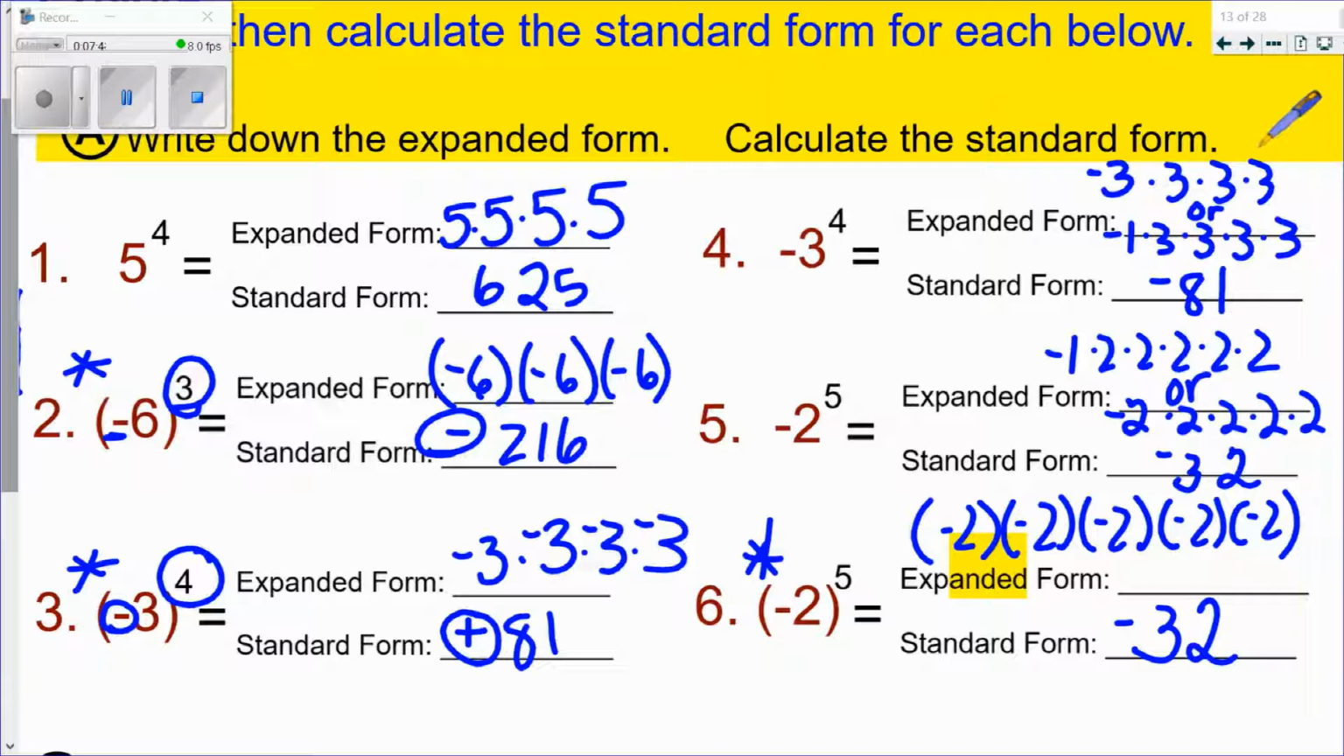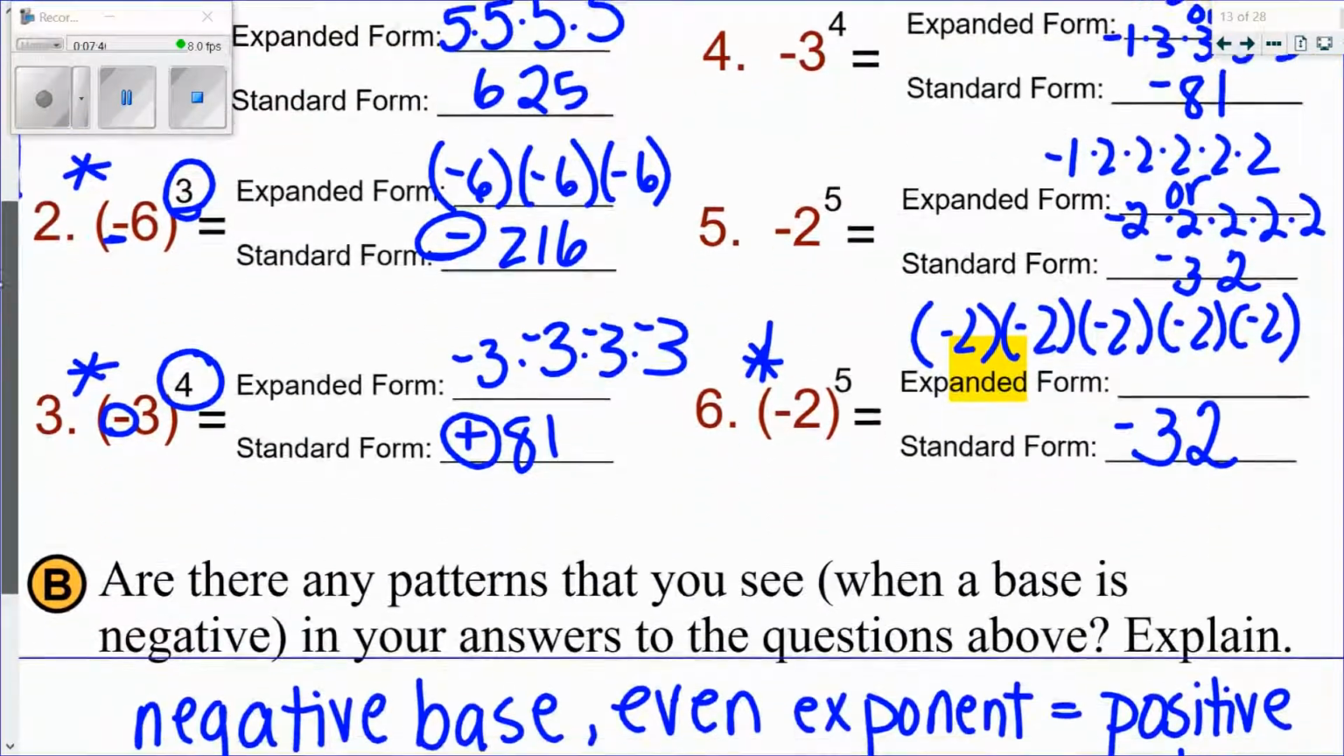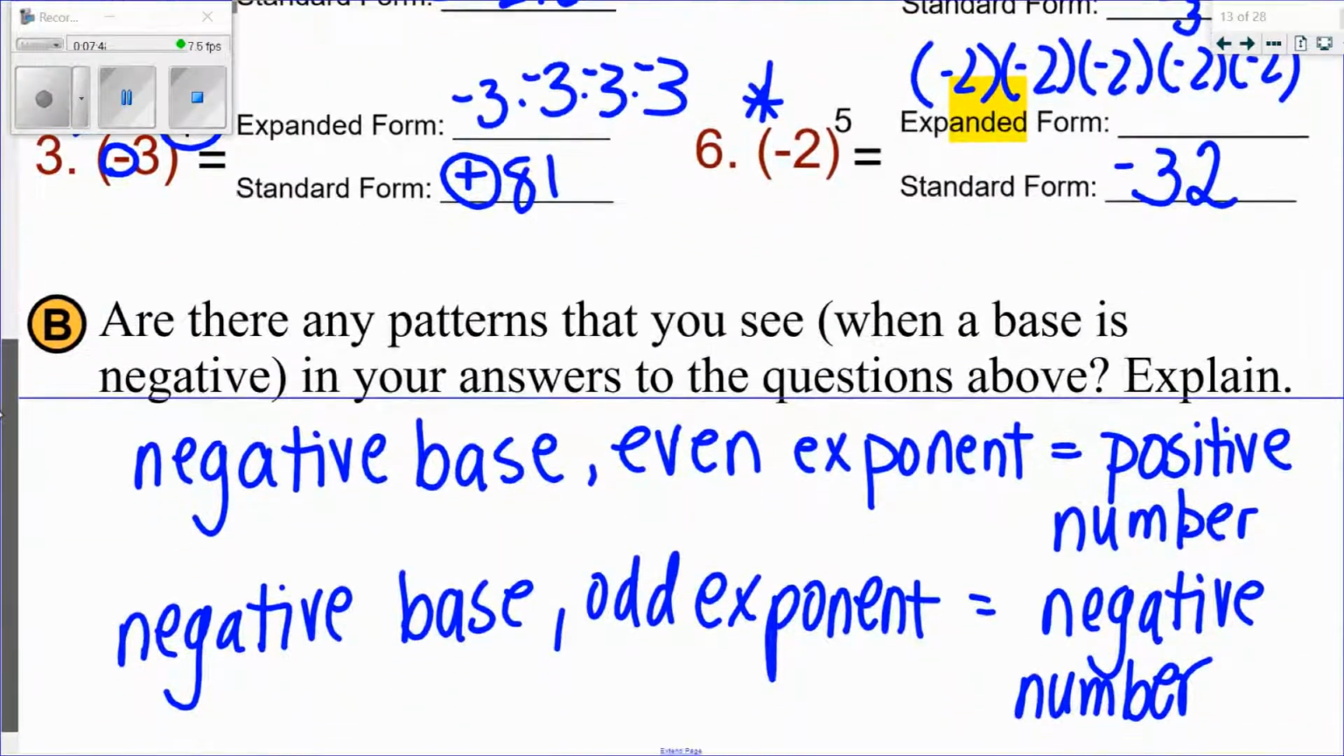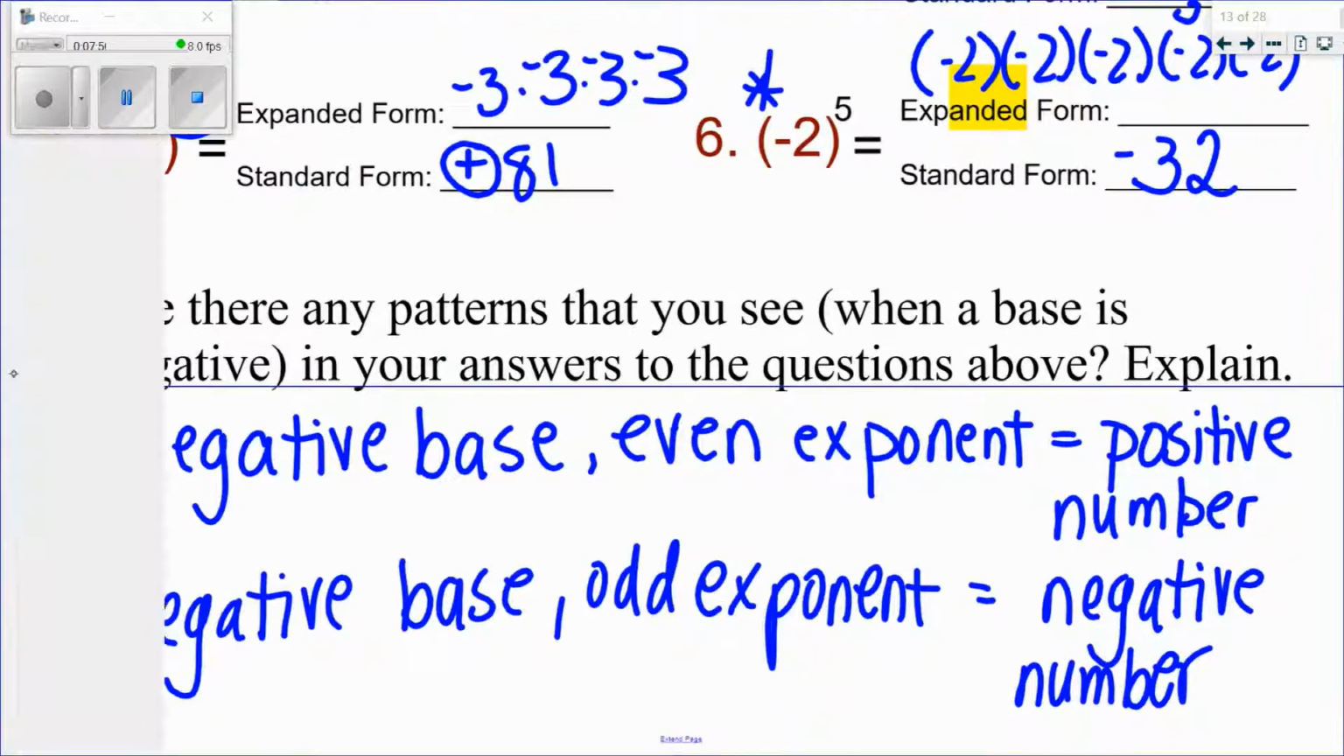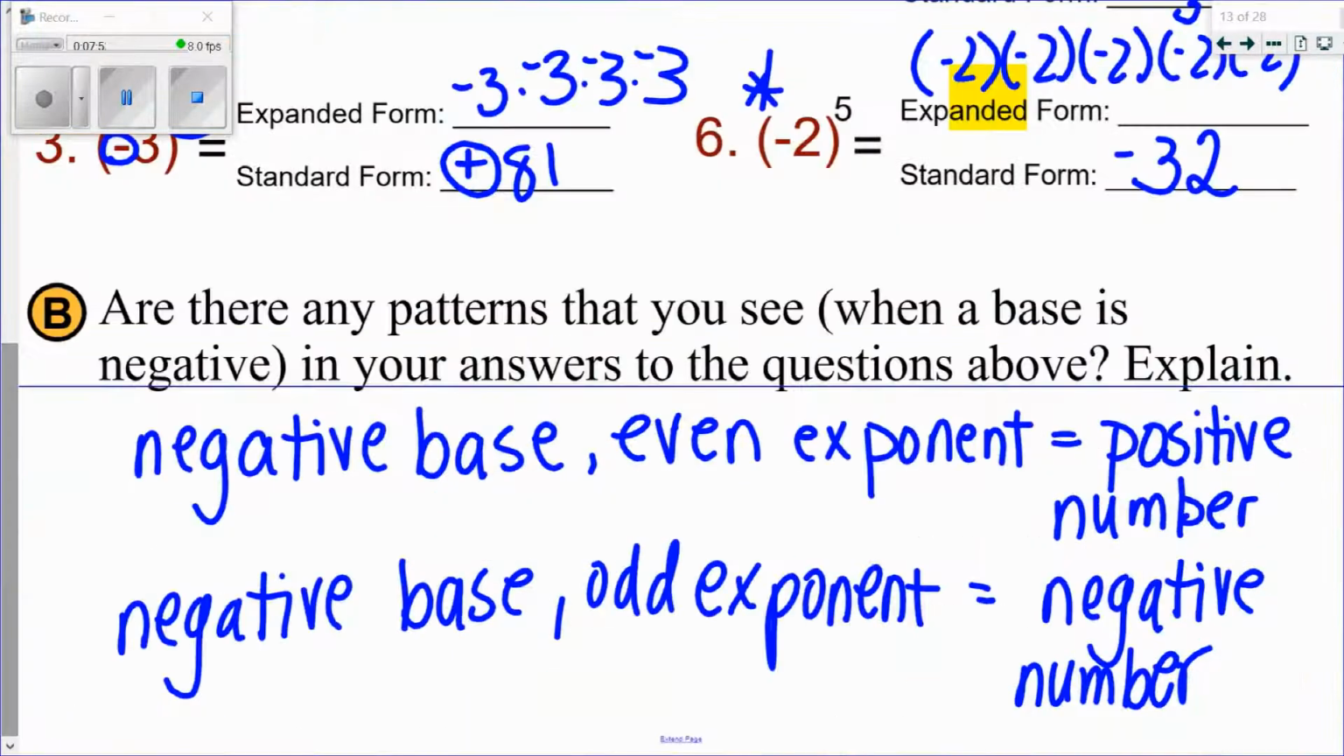The negative base, and here are the rules. Negative base, even exponent equals positive number. Negative base, odd exponent, a negative number.